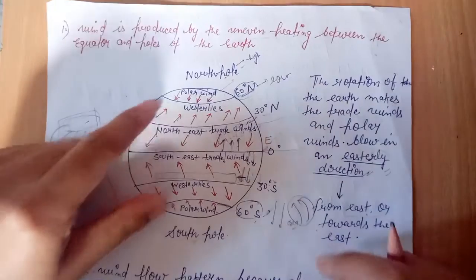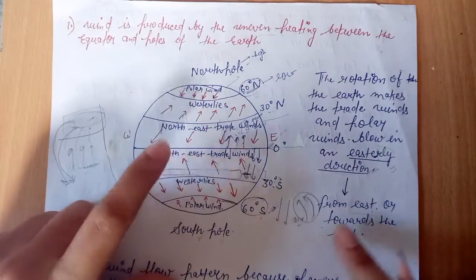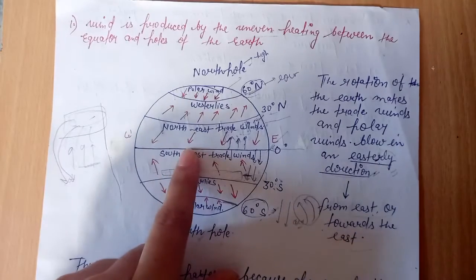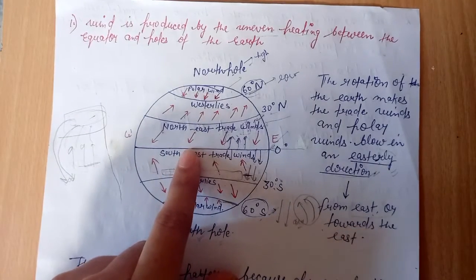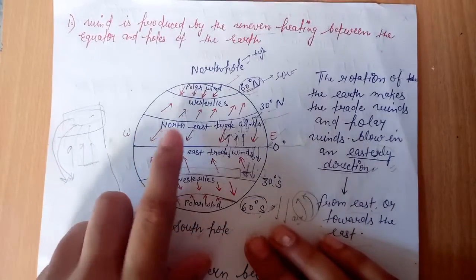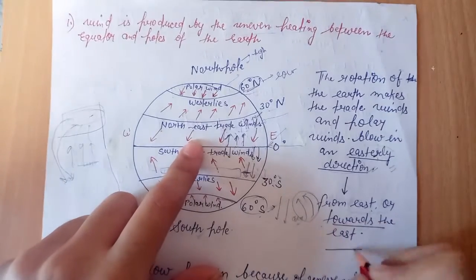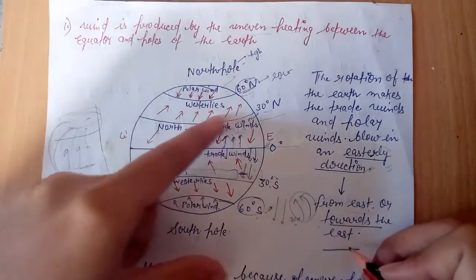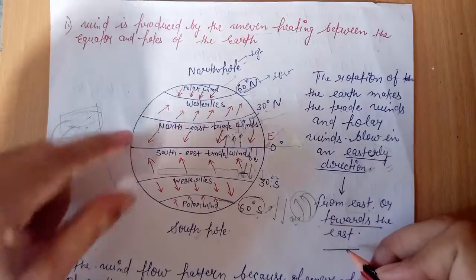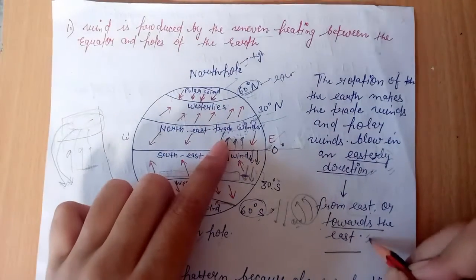So polar winds and trade winds blow towards the east. They blow from west to east. So we can say that they blow towards the east.